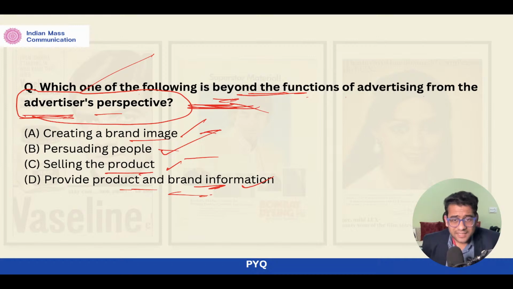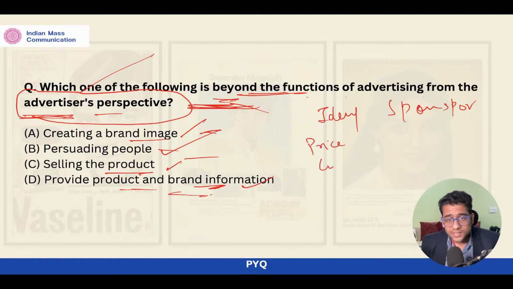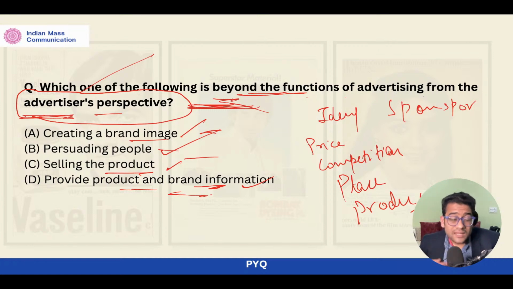So selling the product is beyond the function of the identified sponsor. Why? Because there are several other factors which are at play. What are those factors? The price of the product, the competition, the place, the product itself. So there are other factors also which are going to affect the selling of the product. So the right answer would be selling the product is beyond the function of advertising from the advertiser's perspective.